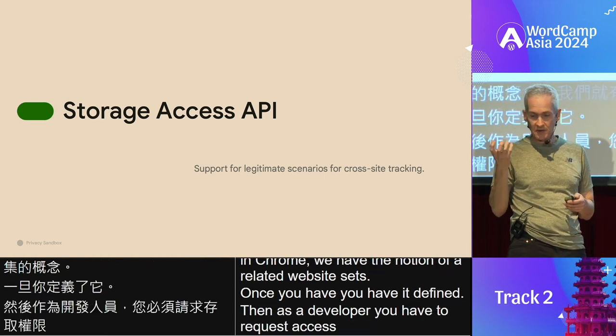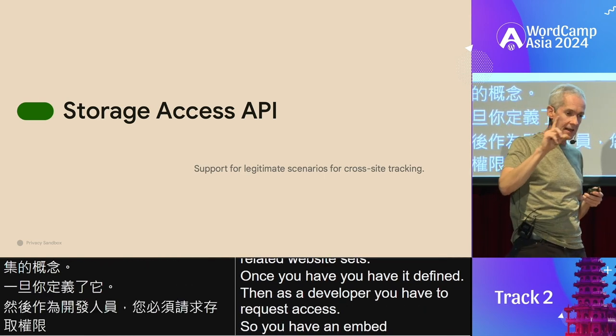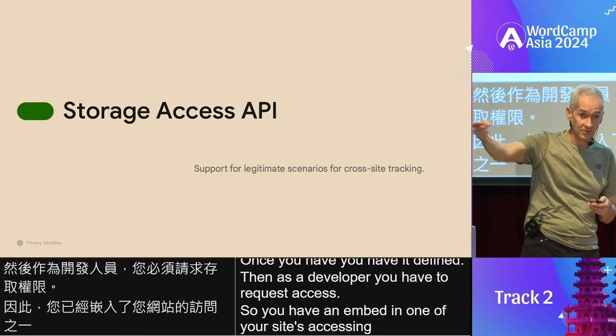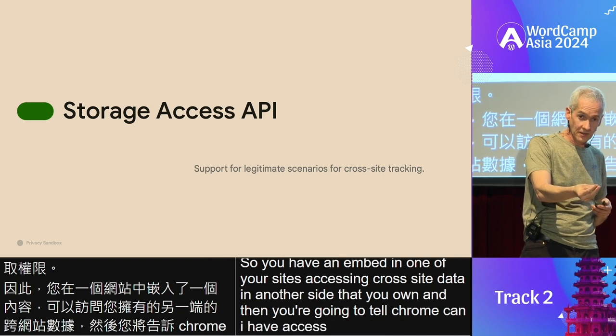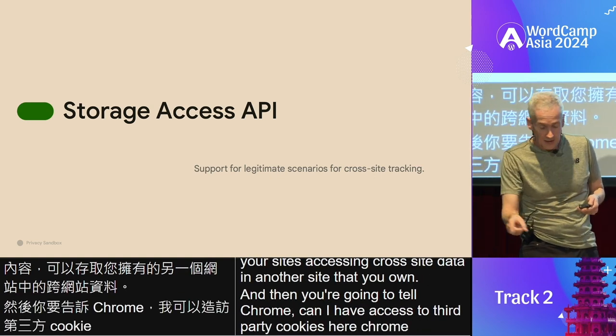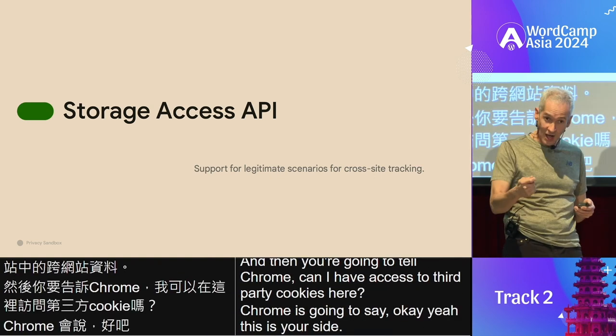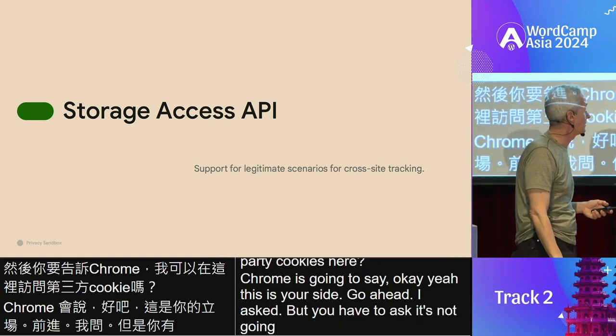So you have an embed in one of your sites accessing cross-site data in another site that you own, and then you're going to tell Chrome, can I have access to third-party cookies here? Chrome is going to say, oh, okay, yeah, this is your site. Go ahead, I accept. But you have to ask. It's not going to be automatic, right?